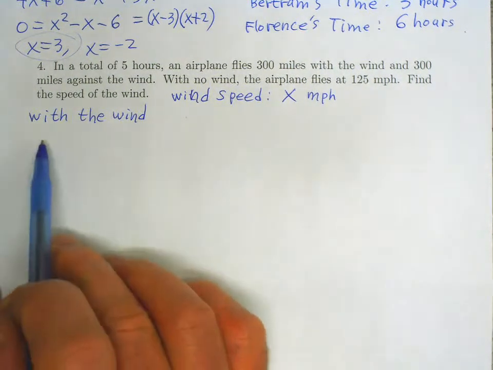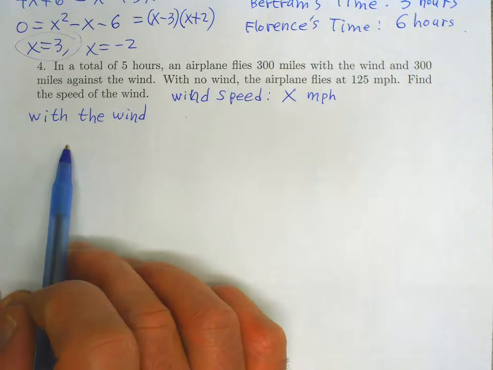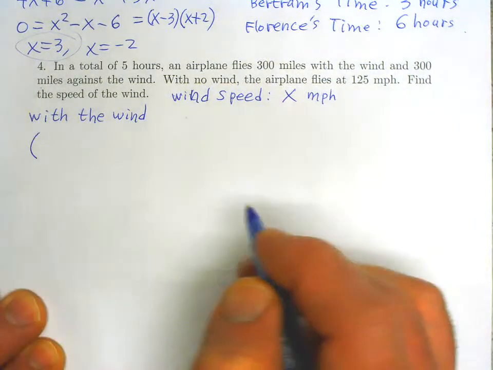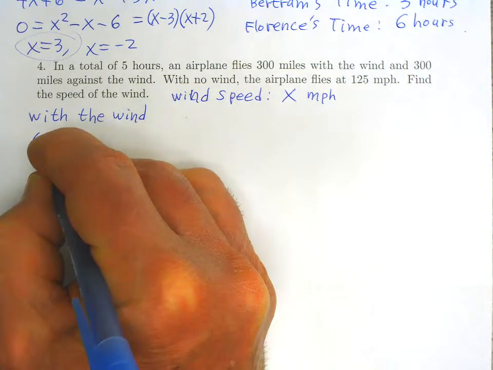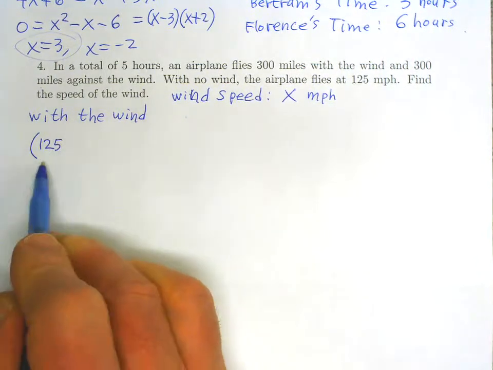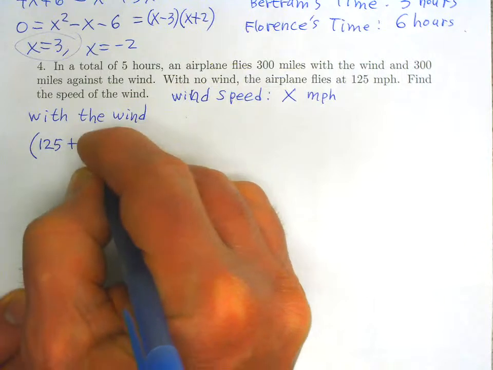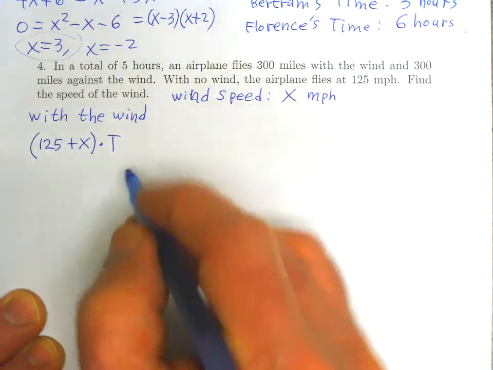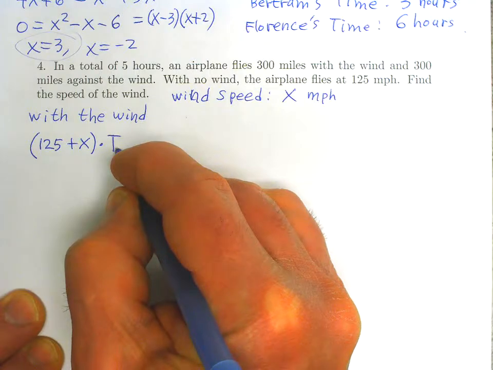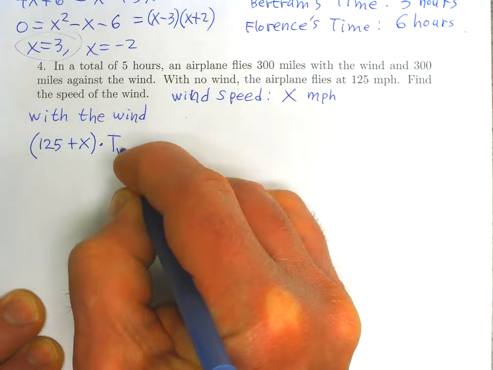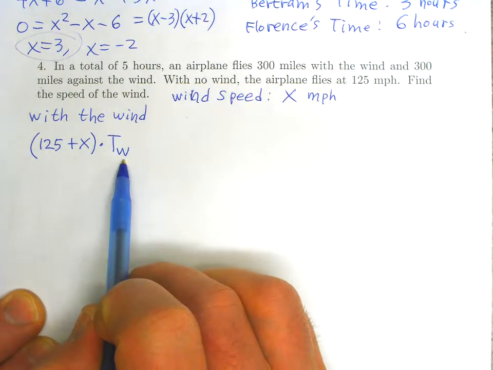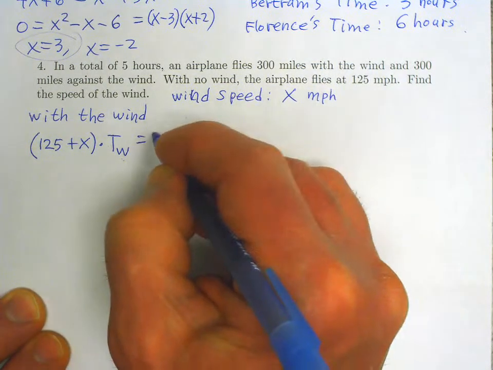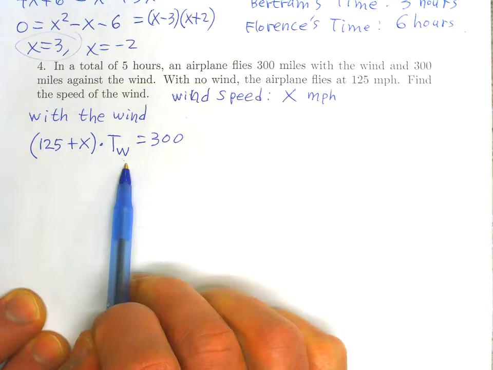Okay, so the rate of the plane when it's flying with the wind is going to be the speed that it would fly if there was no wind plus the wind speed. And I'll just represent the time as t sub w, the amount of time it takes to fly a distance of 300 miles with the wind.